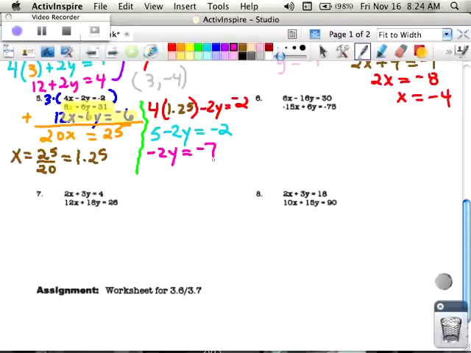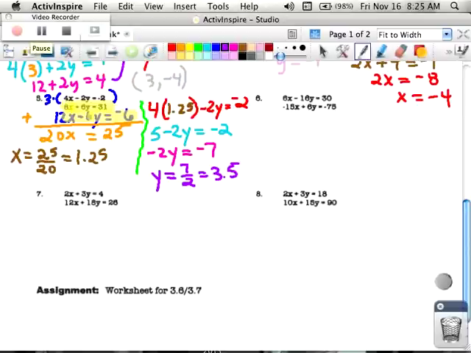Then you divide by 2. That's negative. Divide by -2, that is. And you get 7/2. Or if you like, you can write that as 3.5. And again, this is talking about you're crossing these two lines at 1.25, comma 3.5.